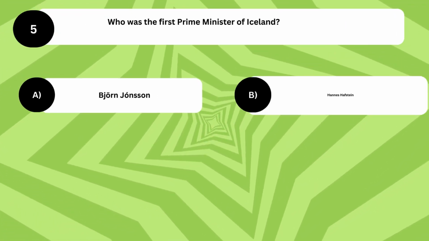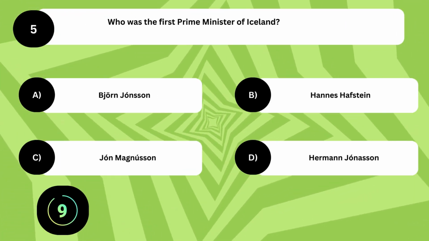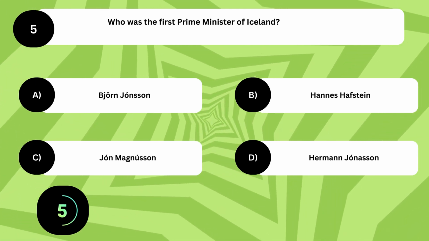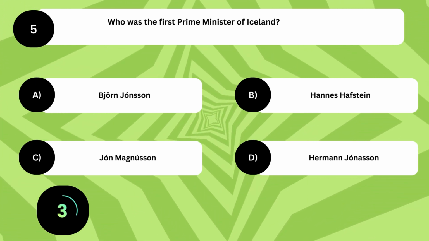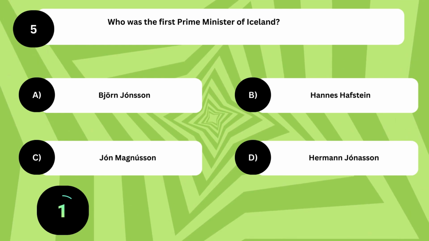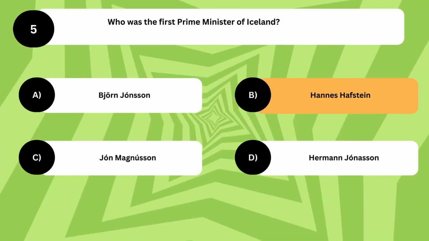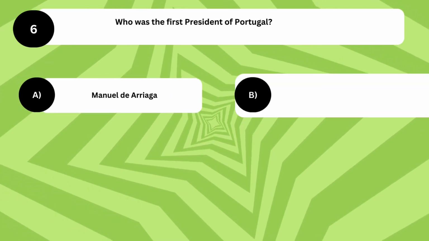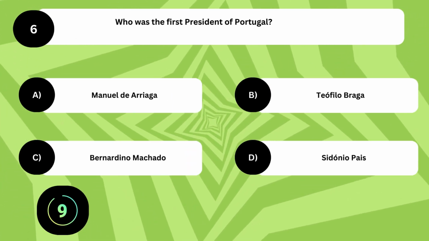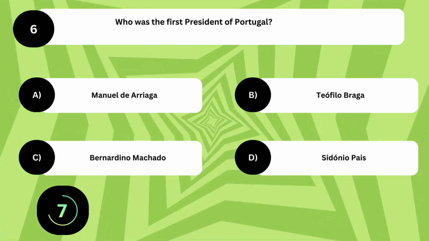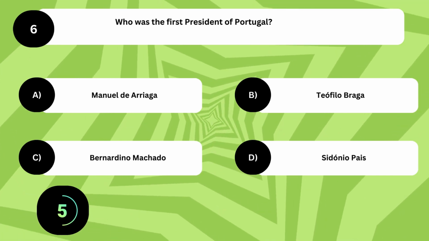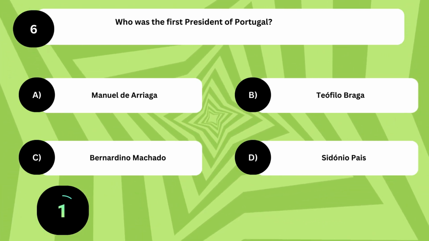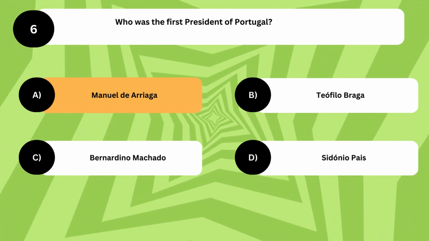Who was the first Prime Minister of Iceland? The answer is B. Hans Hafstein. Who was the first President of Portugal? The answer is Manuel de Arriaga.